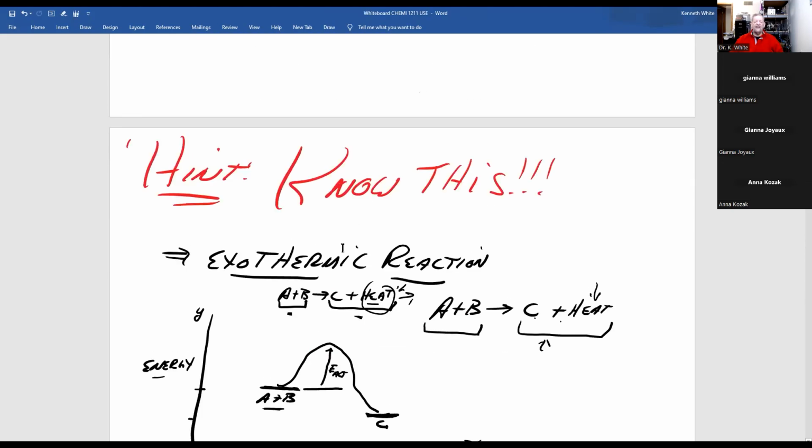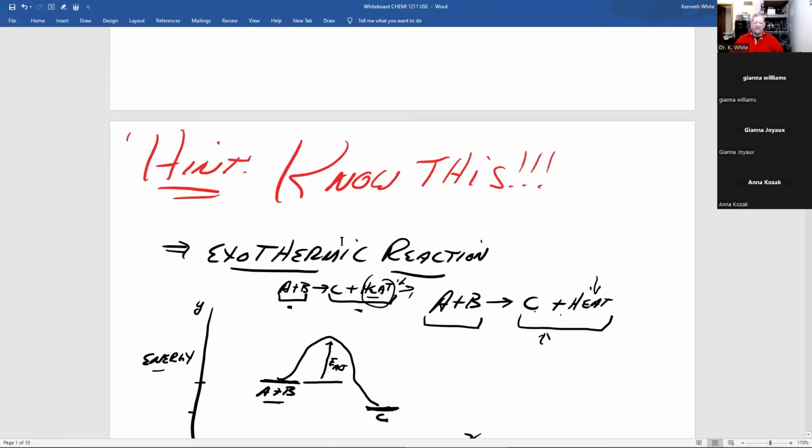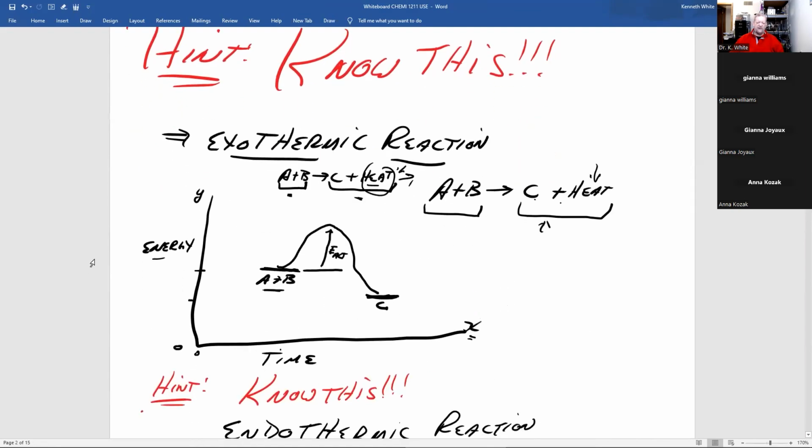And if we look at the energy diagram, which you should know how to draw, the energy diagram for an exothermic reaction. And how do you do that? We have A plus B makes C plus heat. Here we have our energy diagram. The y-axis is energy. The x-axis I call time. Sometimes you'll hear the term reaction coordinates. I don't like that, so I use time.